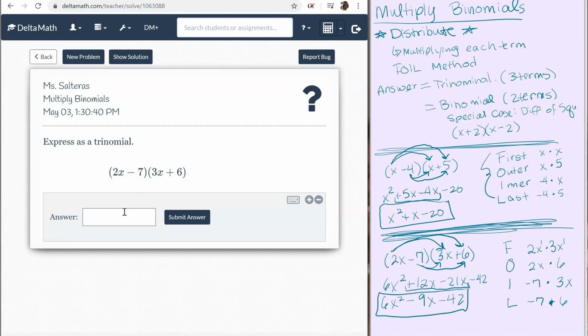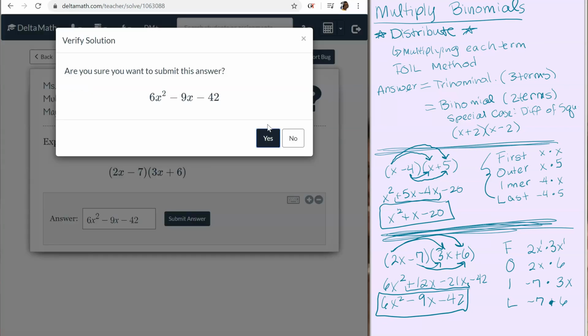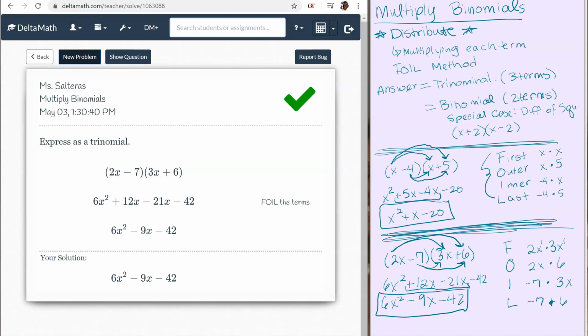We're going to go ahead and plug that in right here. So 6x squared minus 9x minus 42. Go ahead and press submit, and there we go.